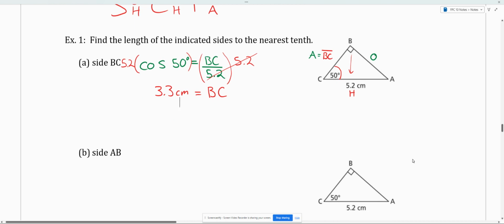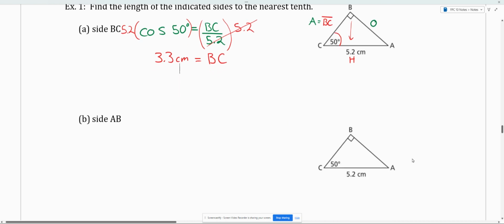All right. How about side AB? We got a new triangle over here. This is side AB right here.